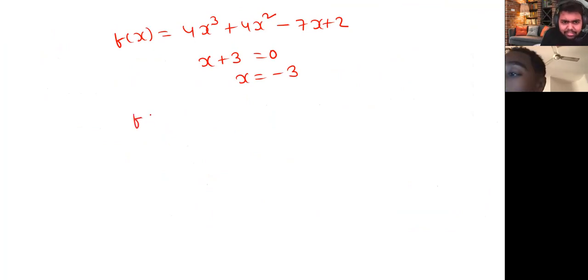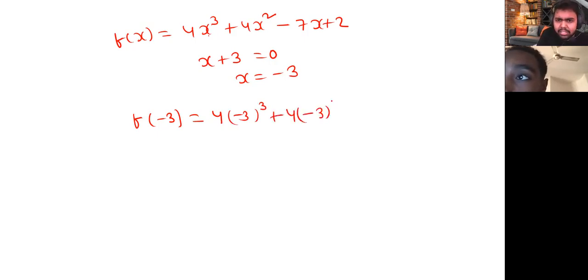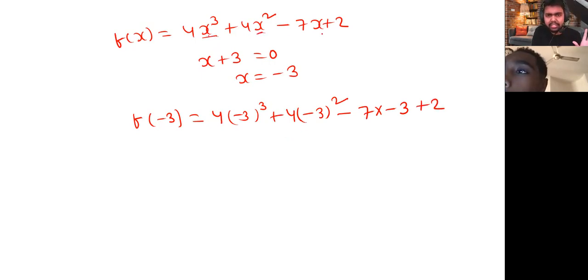So here f(minus 3) would be what? 4 times minus 3 cube, then plus 4 times minus 3 square, then minus 7 multiplied by minus 3, plus 2. Done. I just put the value of x as minus 3 at all the places. Yes. Try to understand. Minus 3 cube would be what?